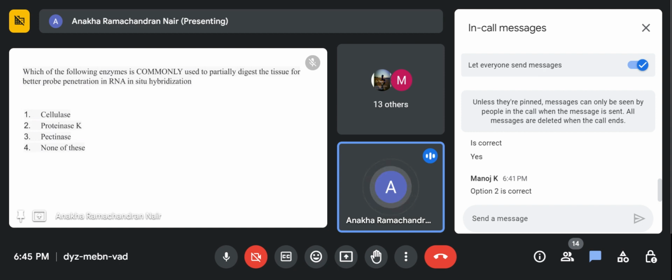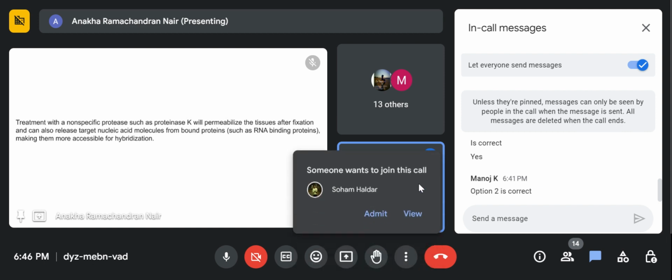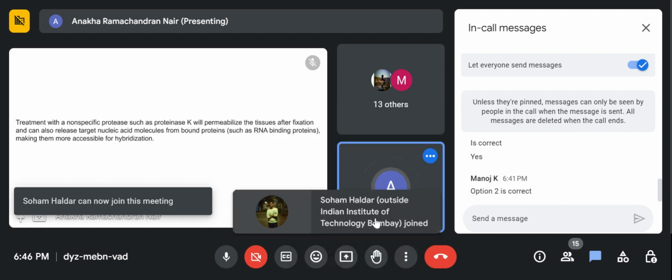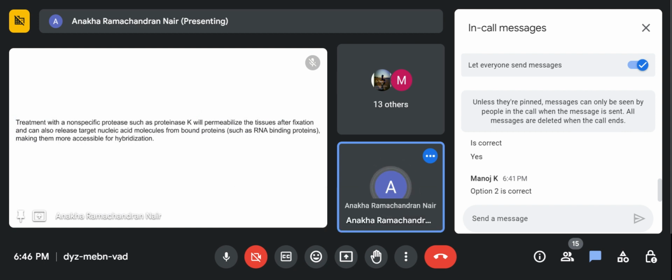All right. So, for a little bit more detail about this, treatment with a non-specific protease such as proteinase K. So there can be specific proteases which will break down only certain proteins, right? But proteinase K is a non-specific protease. It will permeabilize the tissue after fixation and can also release target nucleic acid molecules from bound proteins. So in case they are bound to histones or any other protein, because of which, if it is bound to a protein already, your probe cannot go and bind to it. Okay, so like RNA binding proteins, as they're saying.